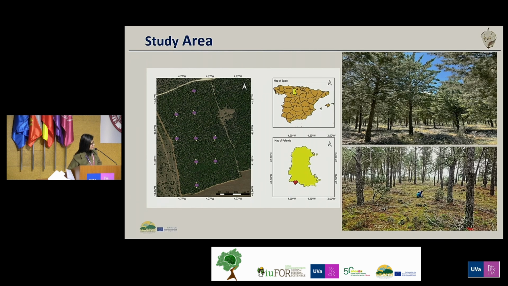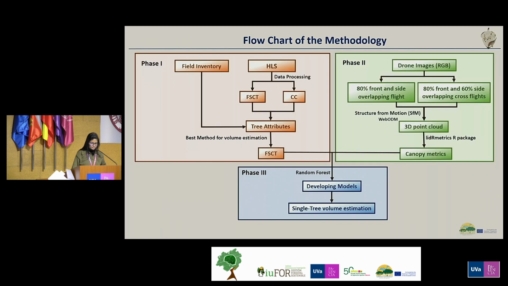So this was my study area, Ampudia in Spain. And to make our life easier, I created a flowchart for my methodology. This research consisted of 3 different phases. In the first one, I processed handheld laser scanning data in 2 different methods, FSCT and CloudCompare. After processing the data, I extracted tree attributes, compared them with the traditional field-based methods, and selected the best method for the future process.